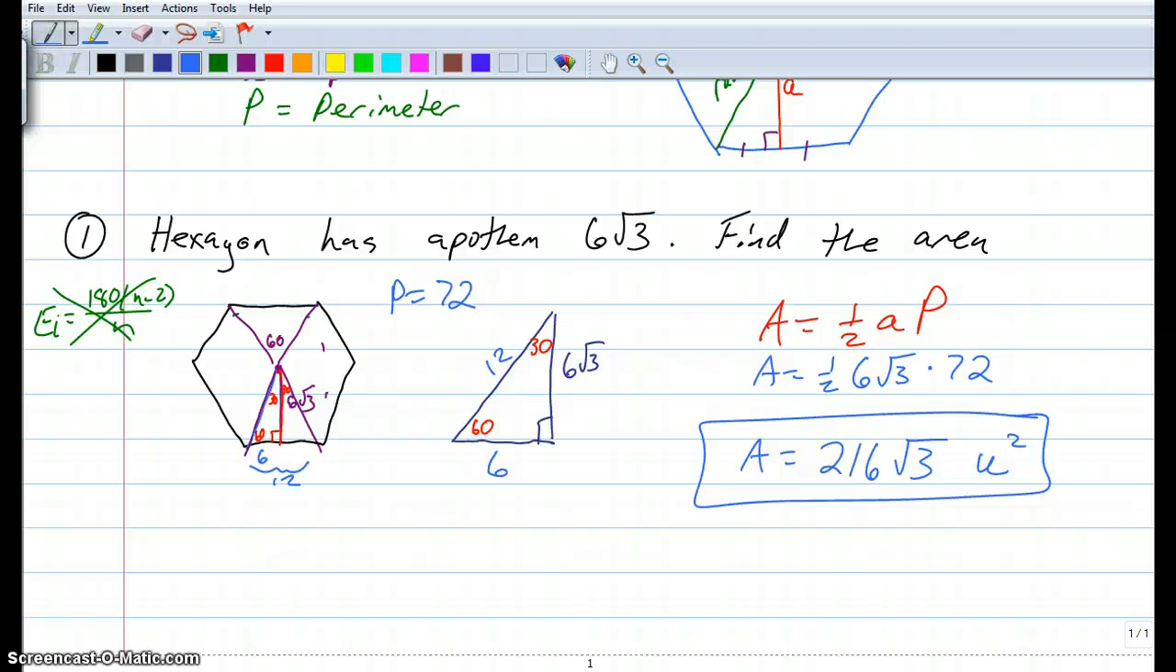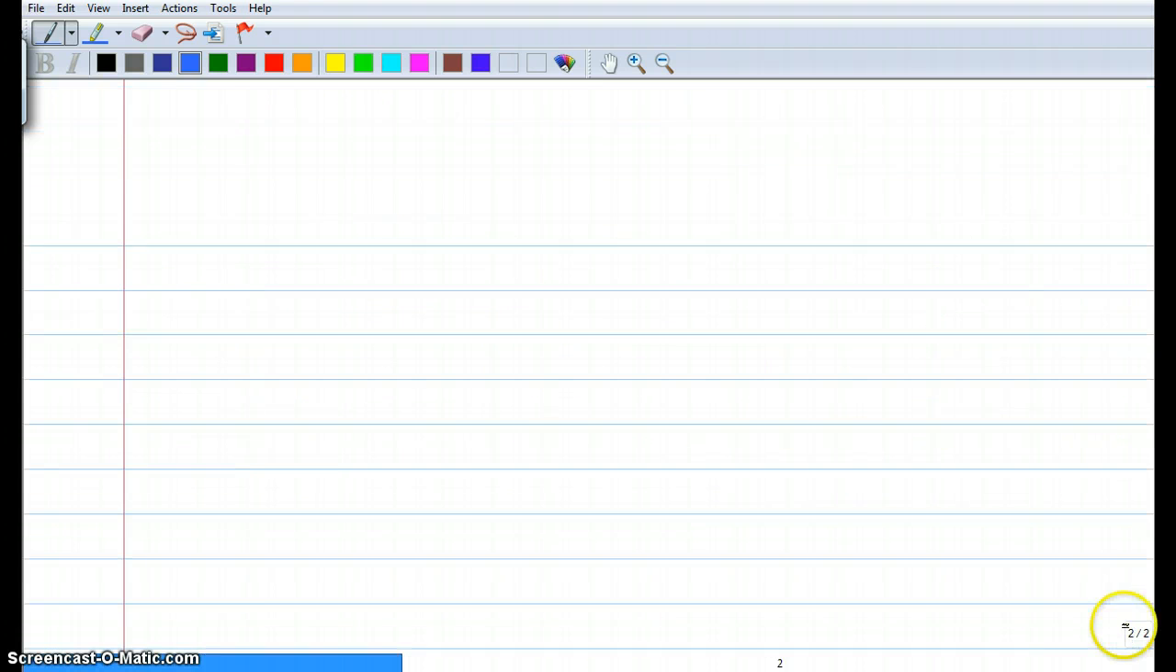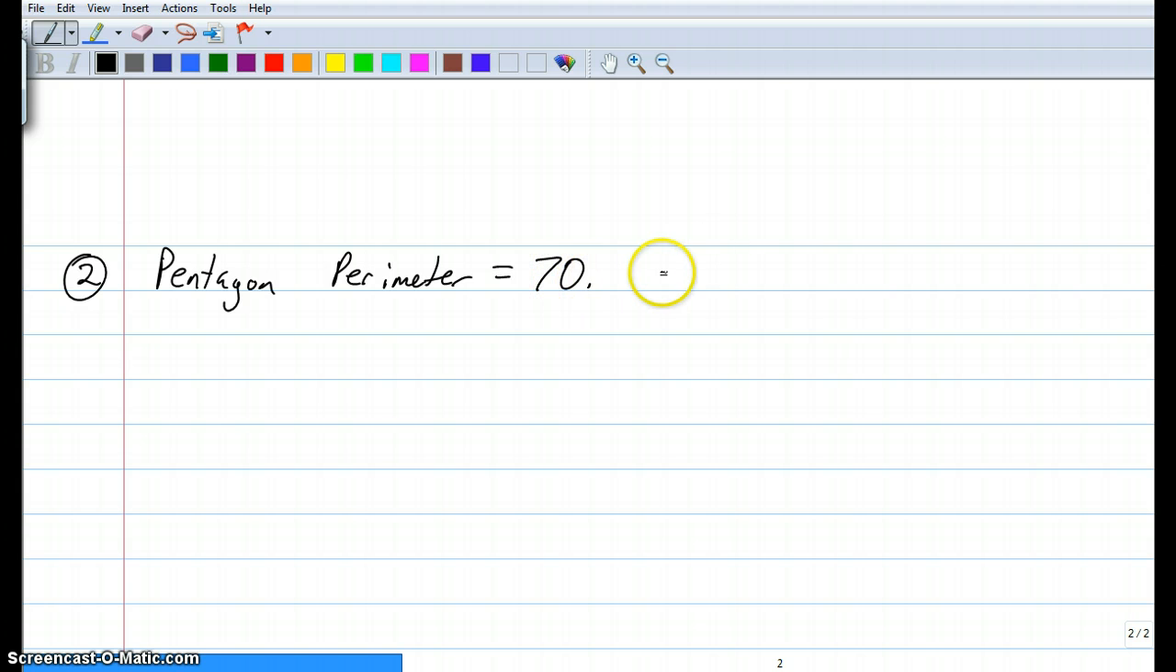All right. Hexagons are nice because we can use 30, 60, 90s, and that's nice and everything. But what if it's not quite so nice? There's some other tools that we might have to use. Let's talk about a pentagon. And a pentagon has a perimeter of 70. And again, we're going to find the area.